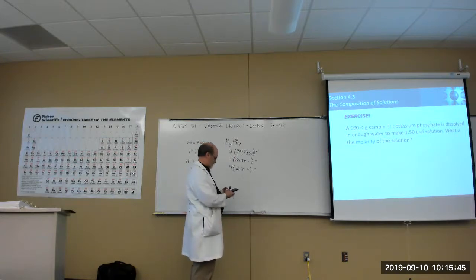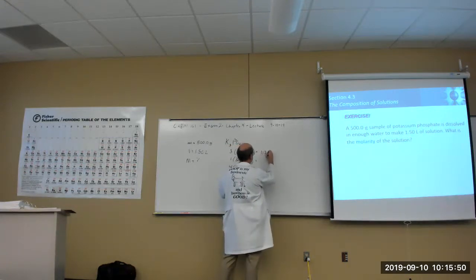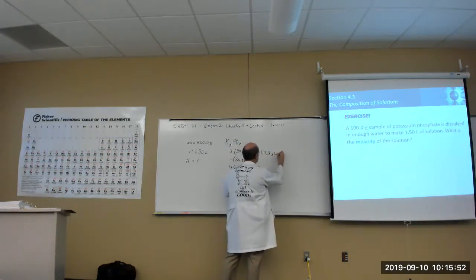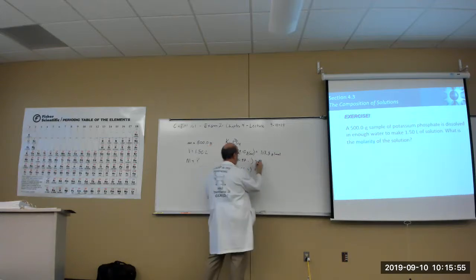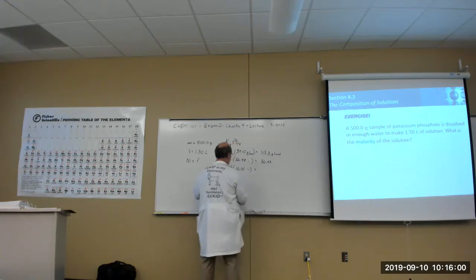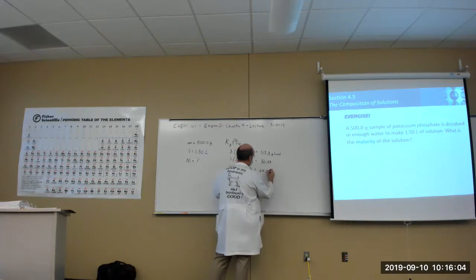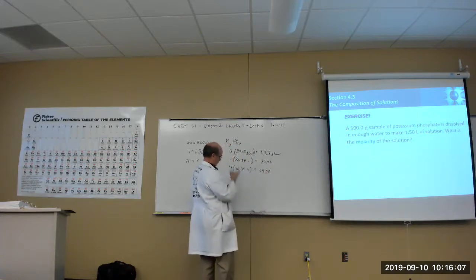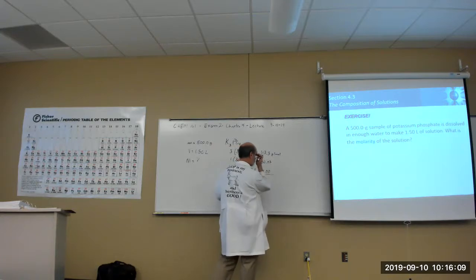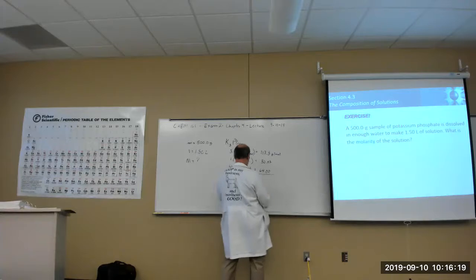39.1 times 3 is 117.3 grams per mole. This one is 1 times that, 30.97 grams per mole. And this one is 64 grams per mole. Okay, so we add them together. And we get 212.27.